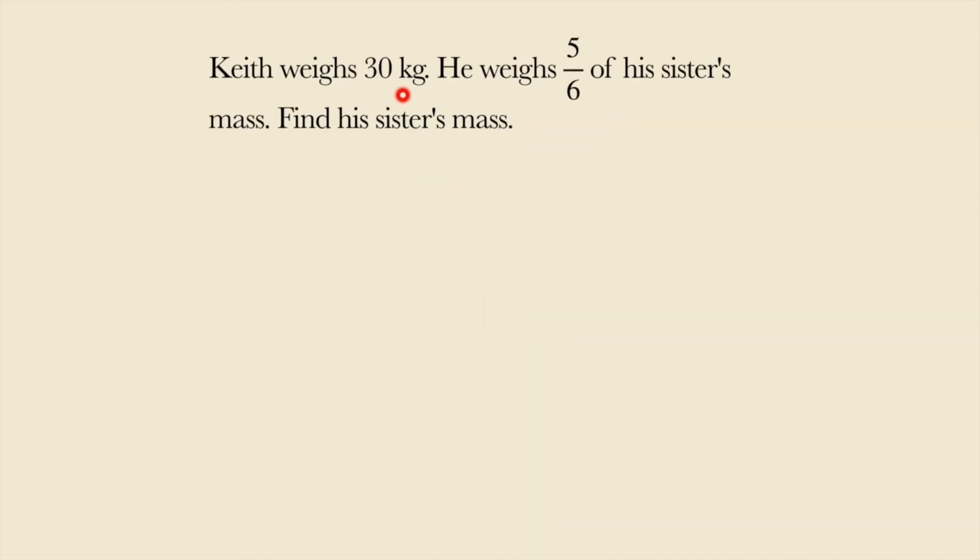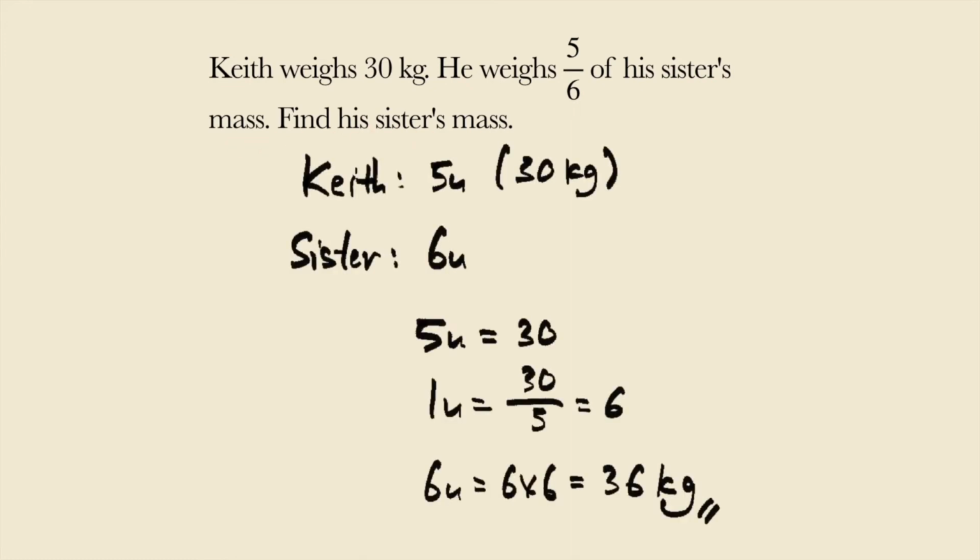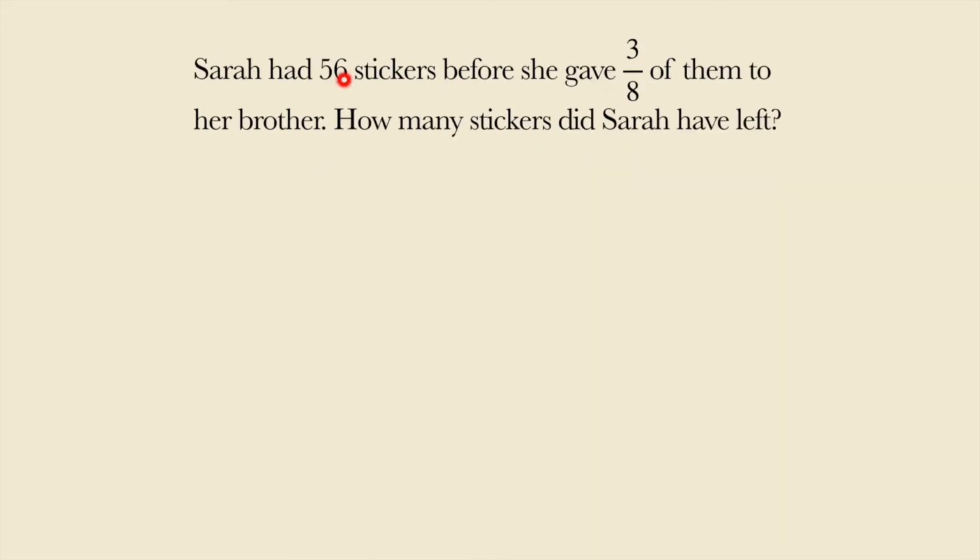Keith weighs 30 kilograms. Oh, he's super light, isn't it? He weighs 5/6 of his sister's mass. Find his sister's mass. Okay, so that means he weighs 5 units and the sister weighs 6 units. And these 5 units represent 30 kilograms. So basically 5 units is 30, 1 unit is 6. His sister's mass is just 6 units. That's 36 kilograms.